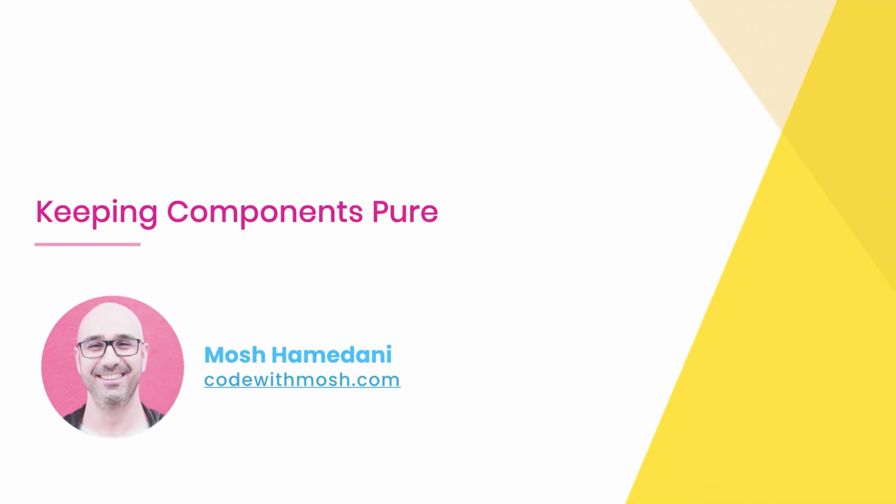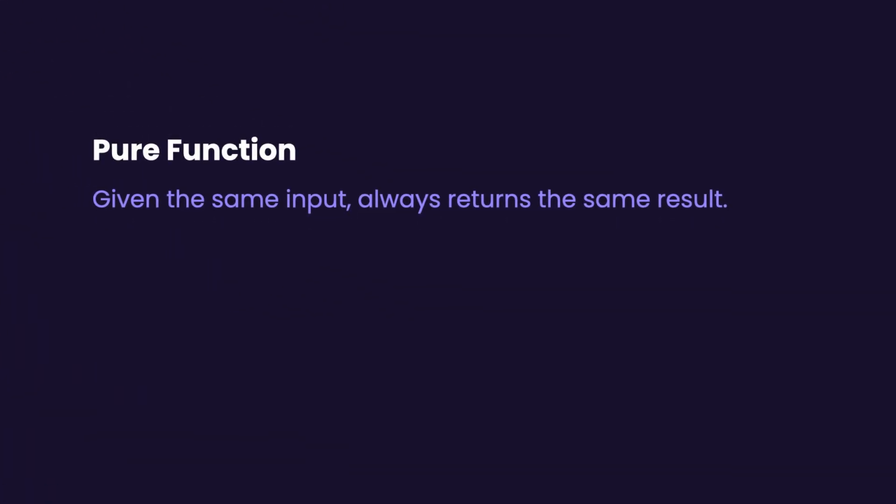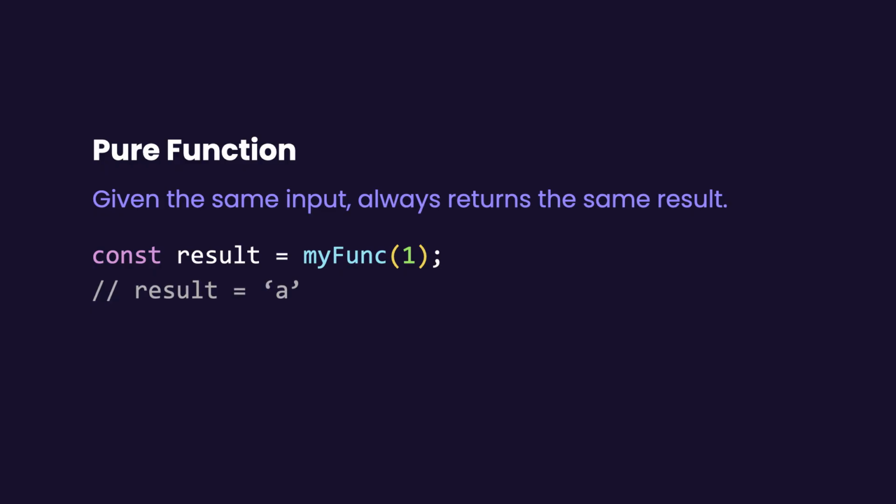All right, let's talk about a fundamental concept in React called purity. What is purity? Well, in computer science, a pure function is a function that, given the same input, always returns the same result. So if we call a function 10 times and every time we get the same result, we say that function is pure. But if we get different results at different times, we say that function is impure.